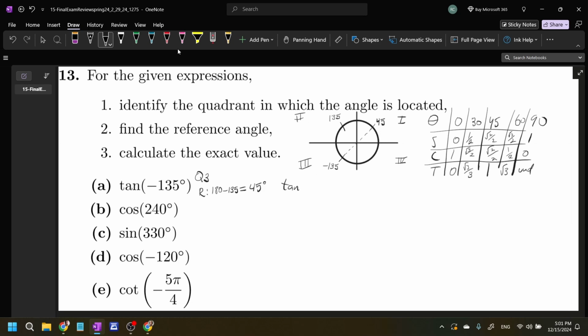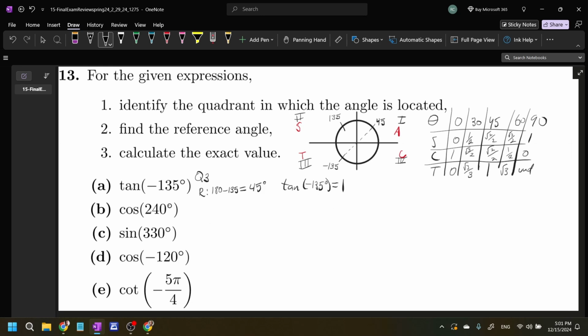So please recall the signs of each quadrant. In quadrant 1, all trig functions are positive. In quadrant 2, only sine is positive. In quadrant 3, tangent is positive. And in quadrant 4, only cosine is positive. Because this is in quadrant 3, and because we found our reference angle, we know our answer is going to be positive 1. Tangent of negative 135 degrees is 1.